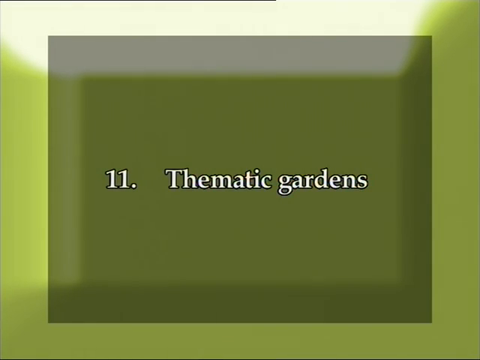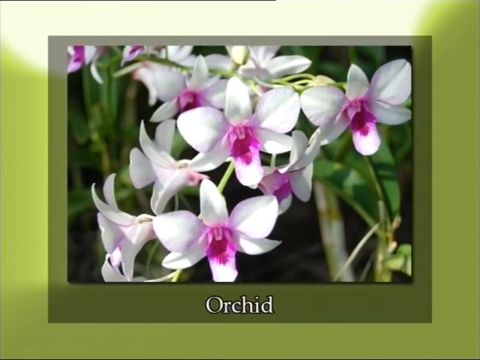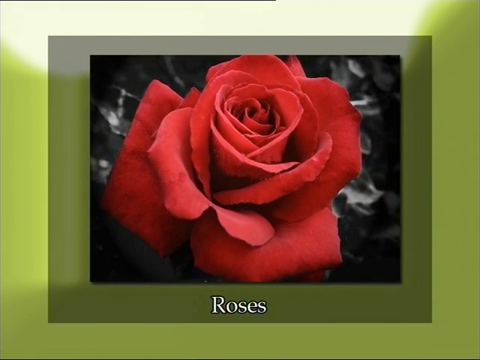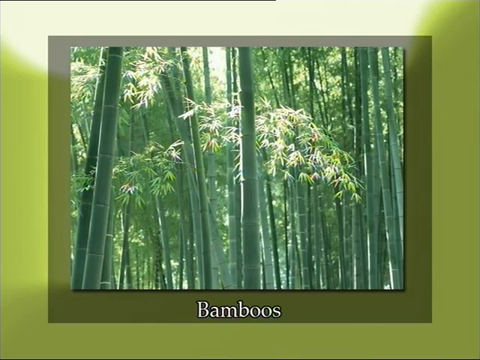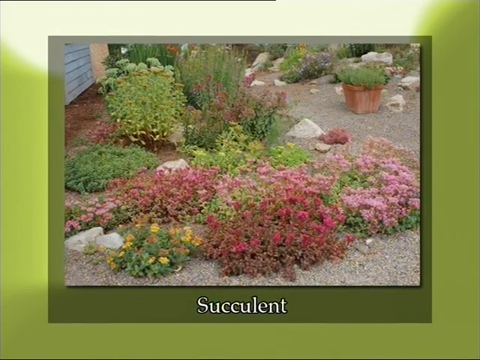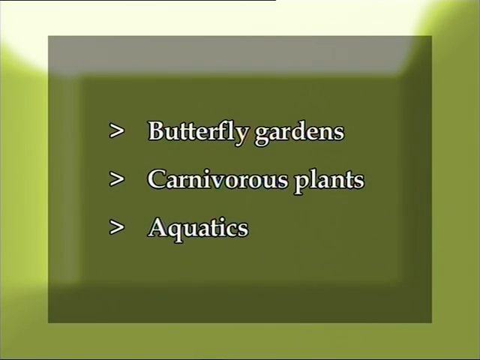Number 11, thematic gardens. These specialize in growing a limited range of related or morphologically similar plants or plants grown to illustrate a particular theme, generally in support of education, science, conservation and public display. These include orchid, rose, rhododendron, bamboo and succulent, or gardens established on such themes as ethnobotany, medicine, bonsai, topiary, butterfly gardens, carnivorous plants and aquatics.